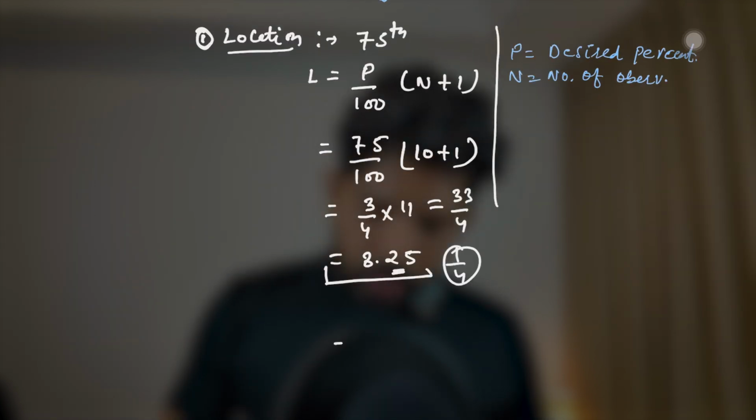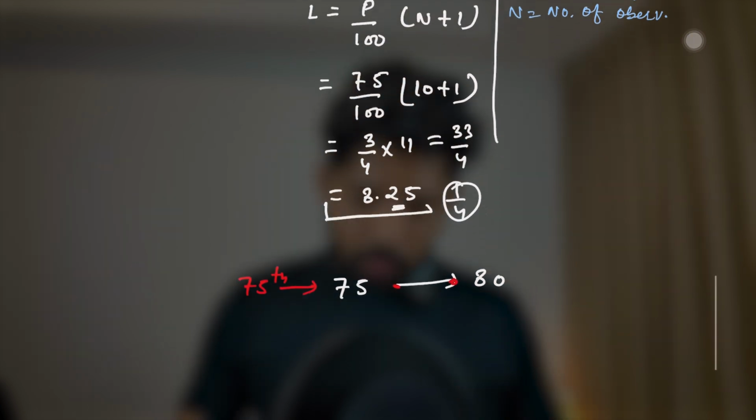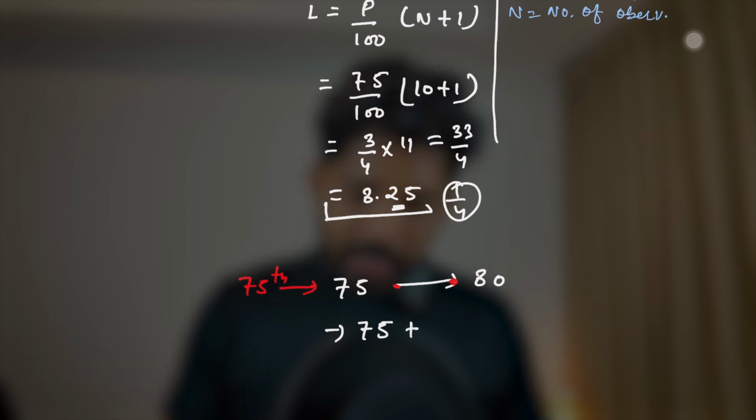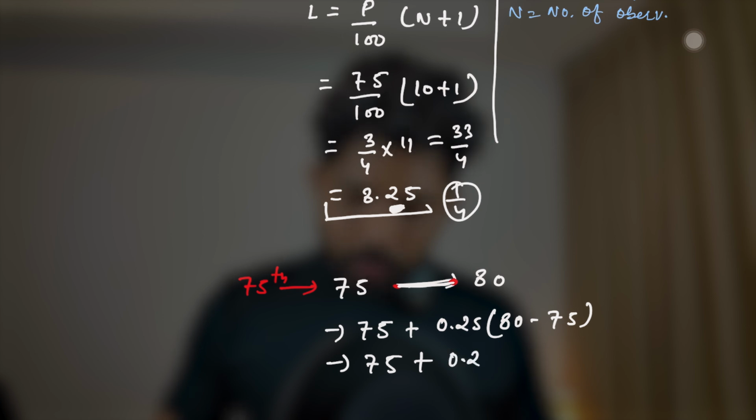So I'll just write these values here, 75 and 80, correct? And we know that our 75th percentile is somewhere between these points. So now in order to find that, we can write 75 plus, we had 8.25, right? So we can multiply with that, and then we can find the distance between these, means 80 minus 75, correct? Then we'll be having 0.25 multiplied by 5.